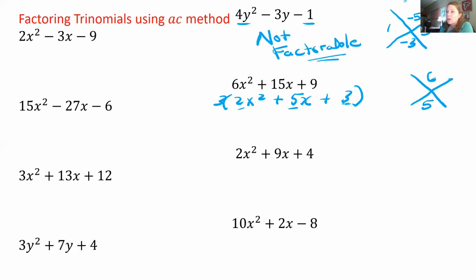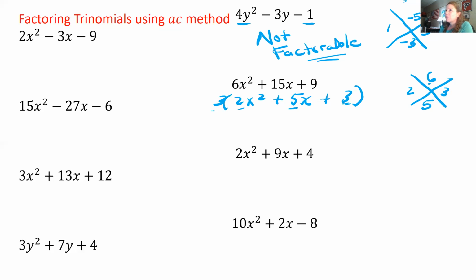Did you think it was 6 and 1? It can't be 6 and 1 because we would have to end up subtracting them, but we have to have 2 positive numbers or 2 negative numbers to get a positive product, right? So it's 2 and 3. 2 times 3 is 6. 2 plus 3 is 5.